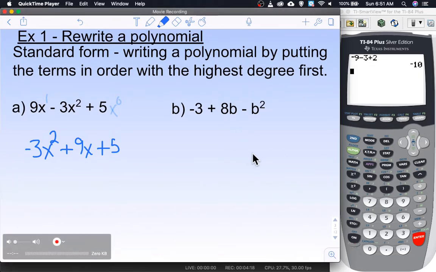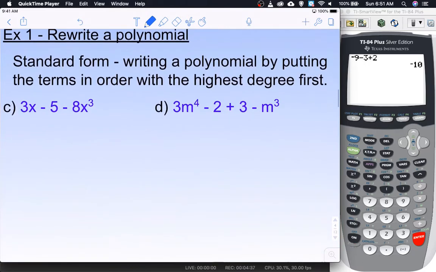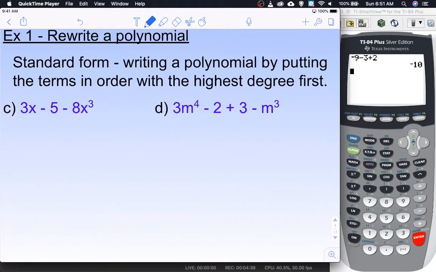So letter B would be fairly much the same. Oopsie, still on highlighter. The biggest exponent first, then the next exponent going down, and then the last exponent going down. Okay, 2 for me, 2 for you. Go ahead and pause the video and try these 2 very quickly.